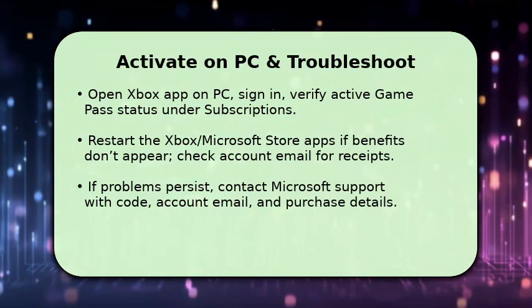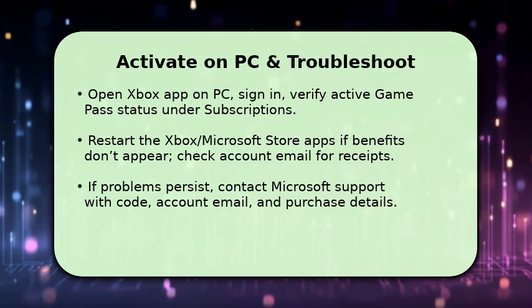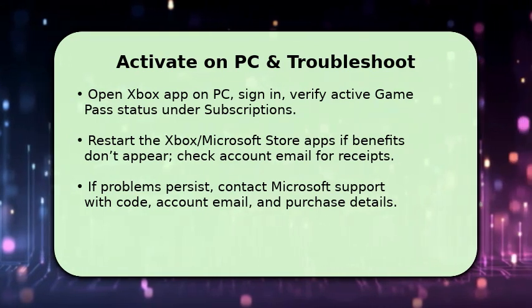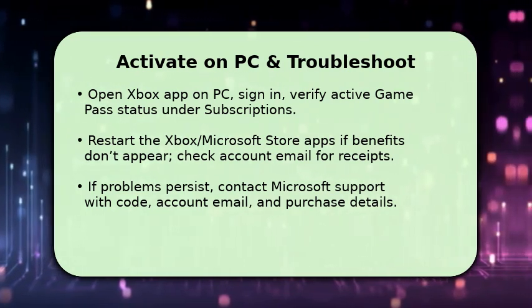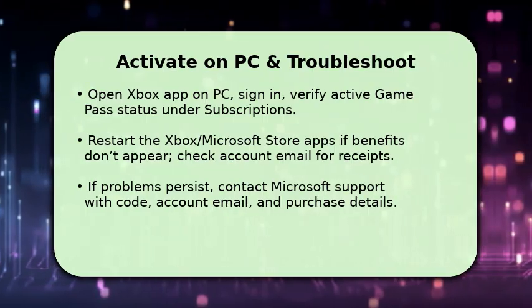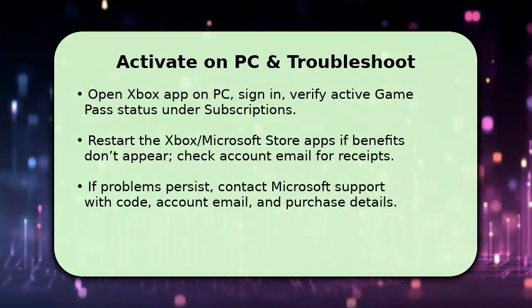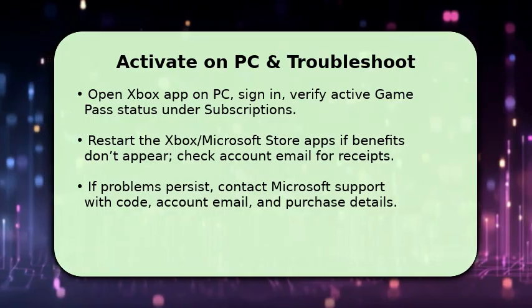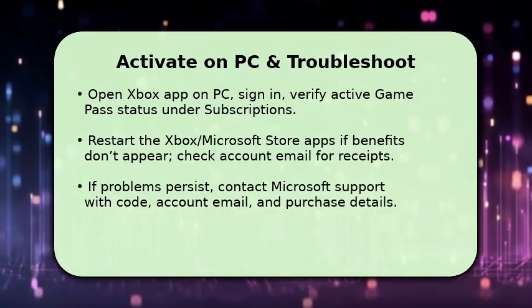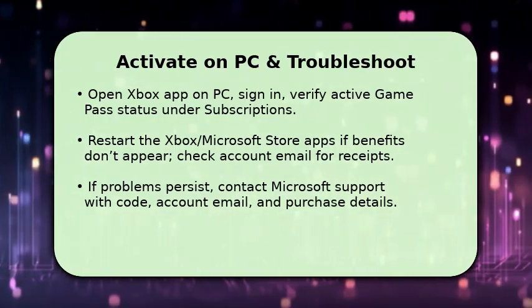Finish by opening the Xbox app on your PC and signing in. The subscriptions area should show Game Pass active. If you don't see it immediately, close and restart the Xbox app in Microsoft Store, since cached sessions often hide changes. Check your email for the receipt confirming redemption. That's proof if you need help.